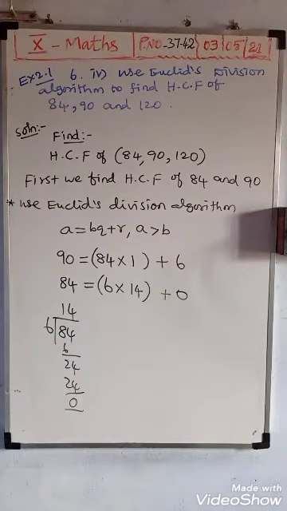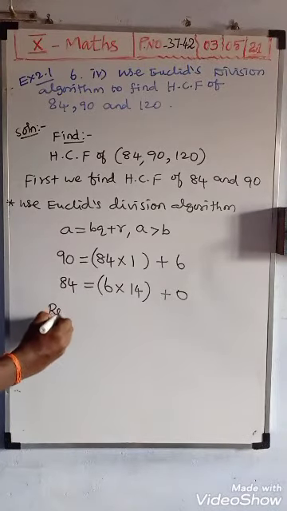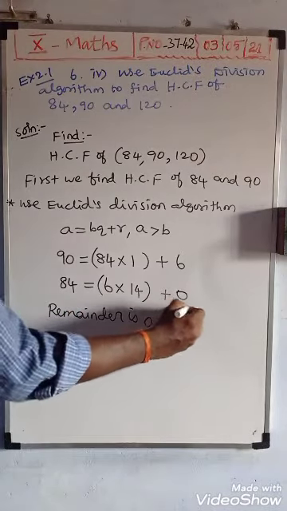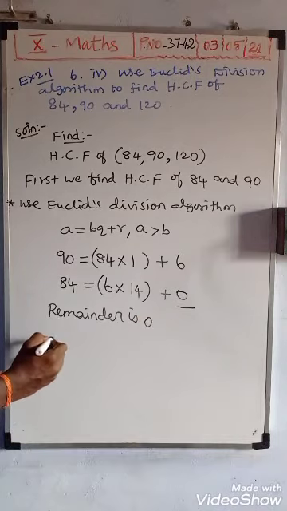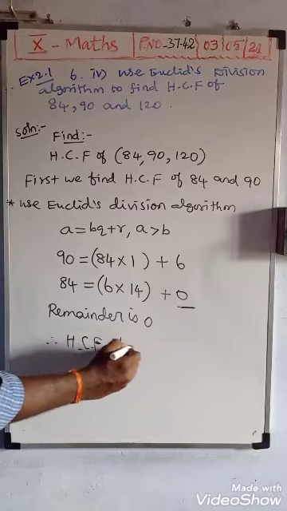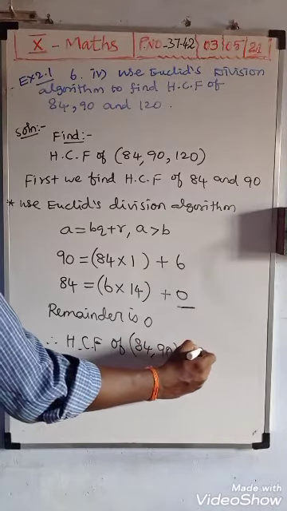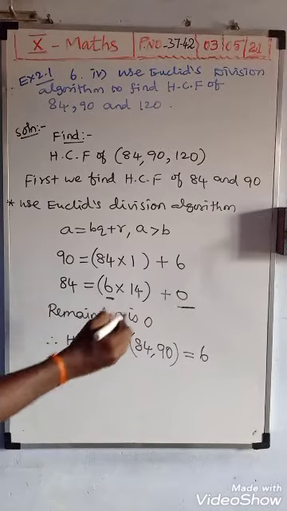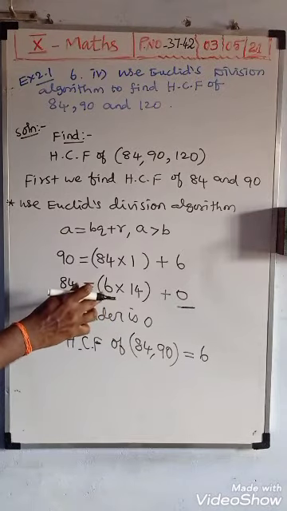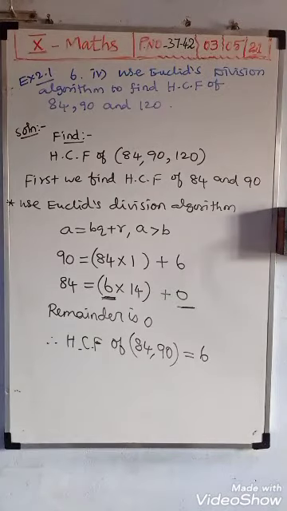Okay, therefore here the remainder is 0. Therefore the HCF of 84 and 90 is 6. Here, the divisor at which we finally get remainder 0 is called the HCF. So the HCF of 84 and 90 is 6.